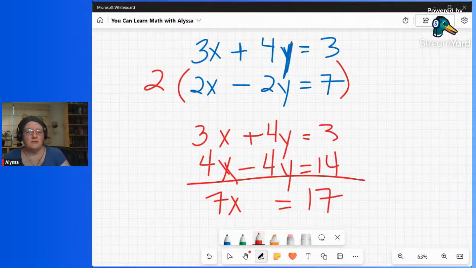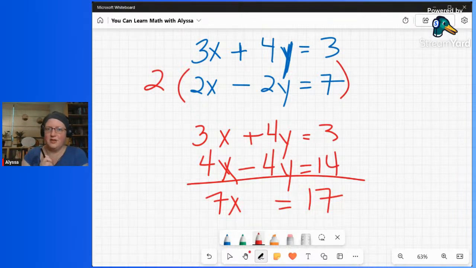And then there you go. Now I have just an x. Boom. I can solve for that. I can definitively. So I hope that makes sense there, that you have to eliminate things. Something has to be eliminated, has to disappear. Poof.